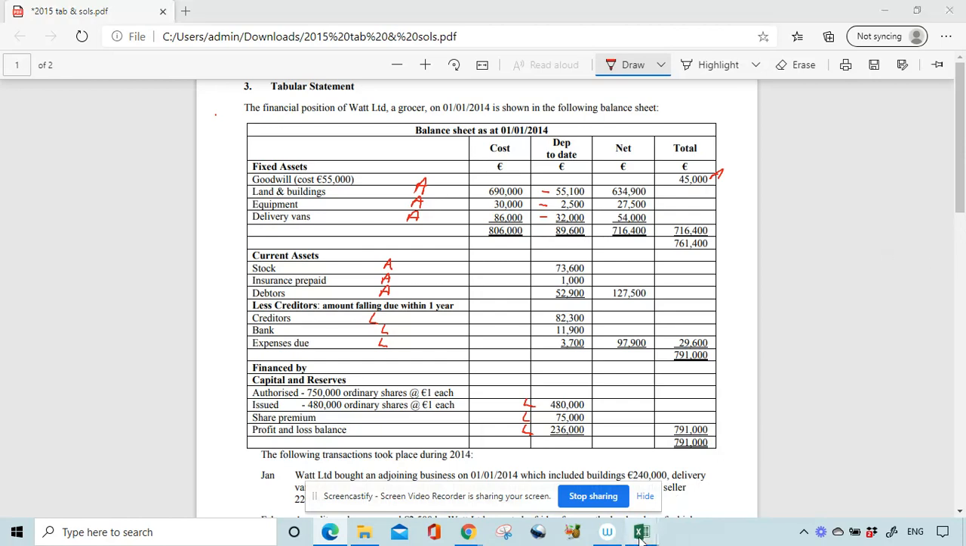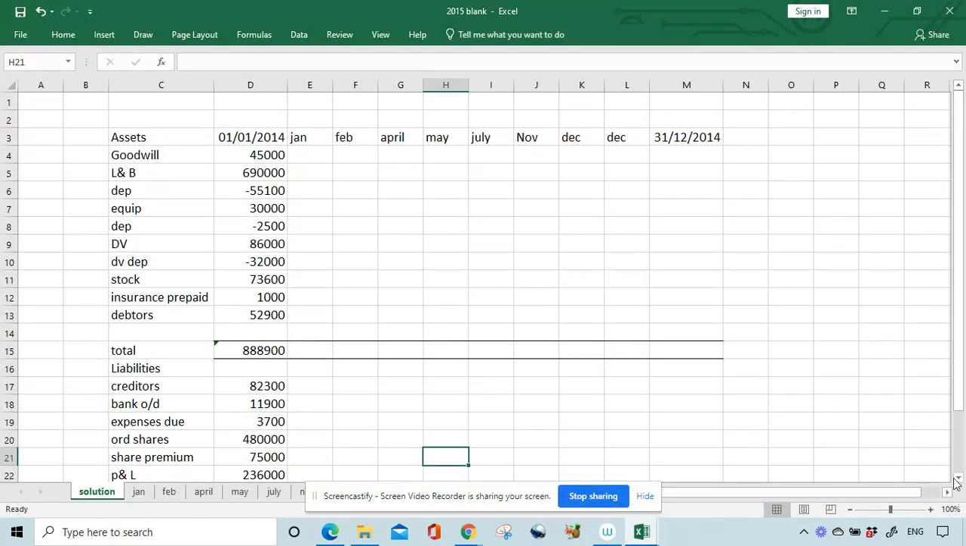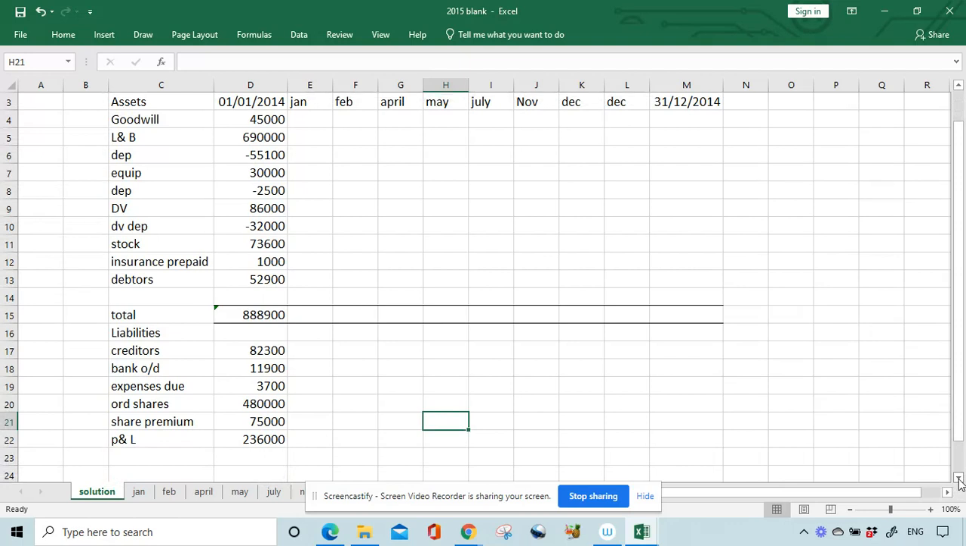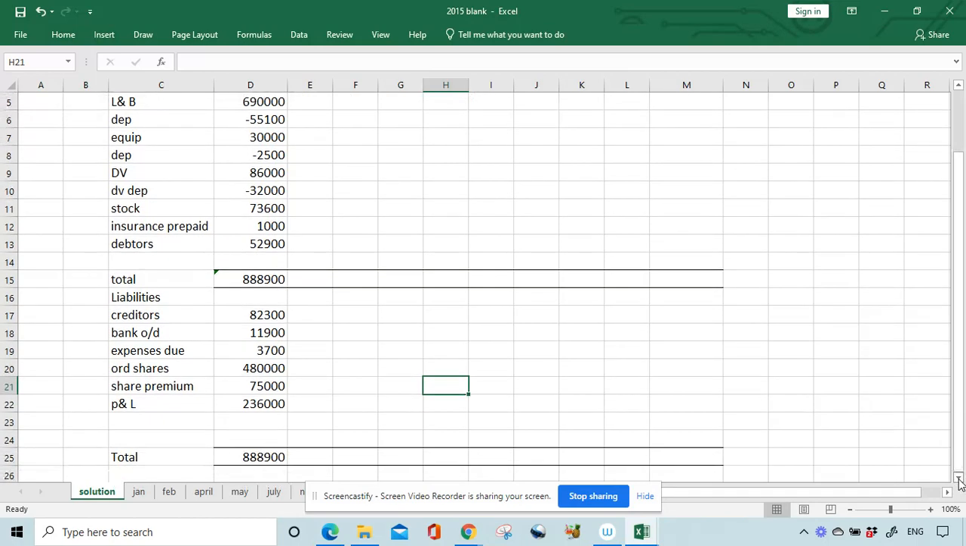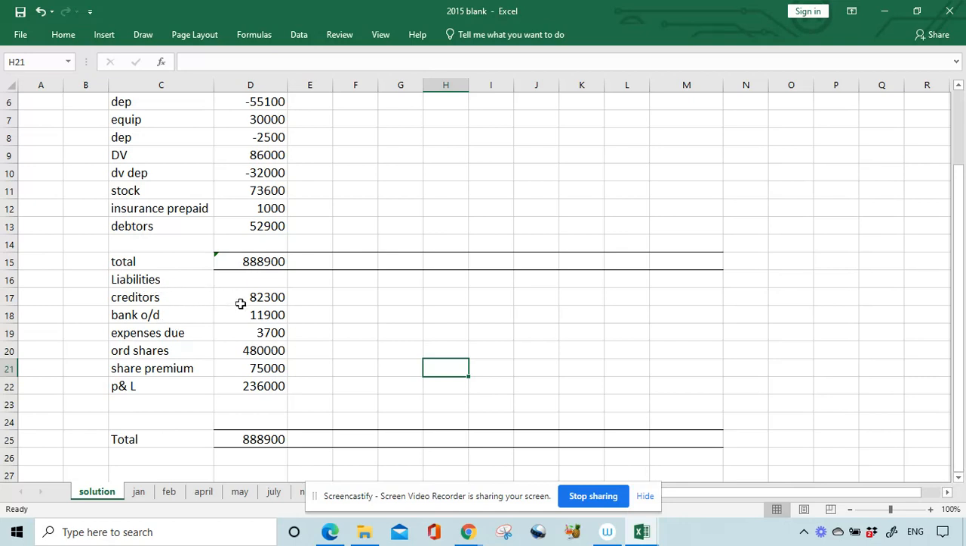So if we go to the solution, that's what it should look like. Now, as you can see, I've added up my assets. Remember, the depreciation is a minus. You get 888,900, and I've left a space below the total just in case I need to add anything in. And with my liabilities, I've added those up: creditors, bank overdraft, expenses due, ordinary share capital, share premium, P&L, and I get 888,900. These should always balance, okay?